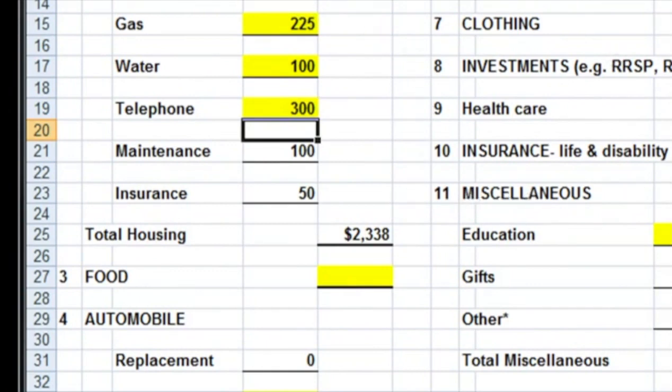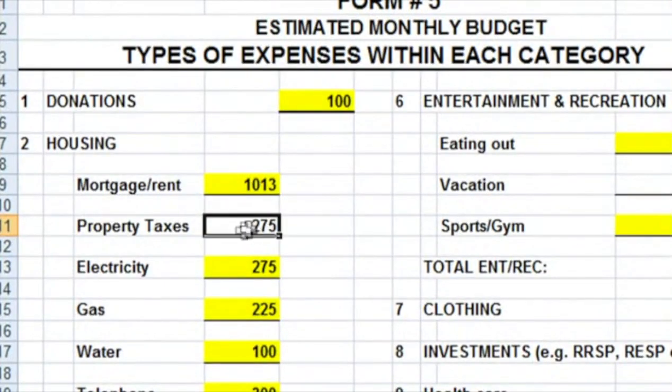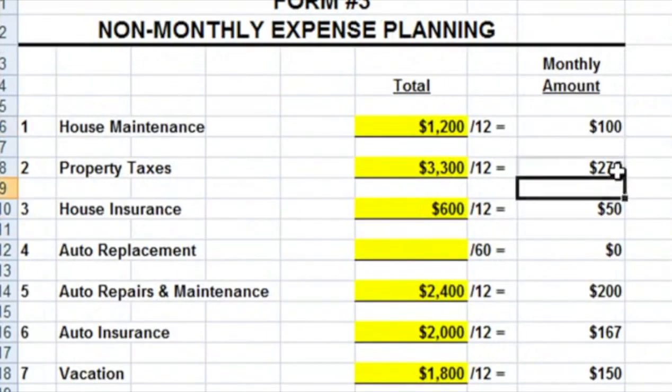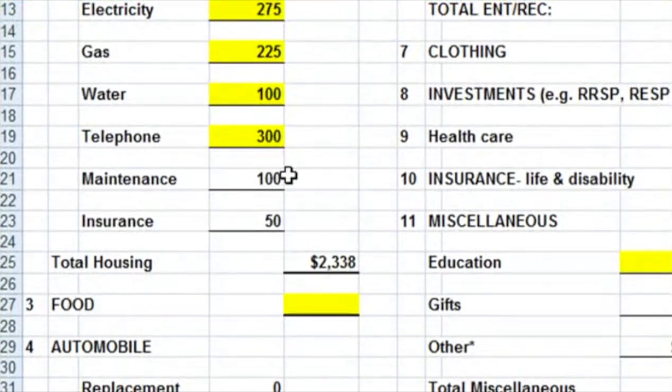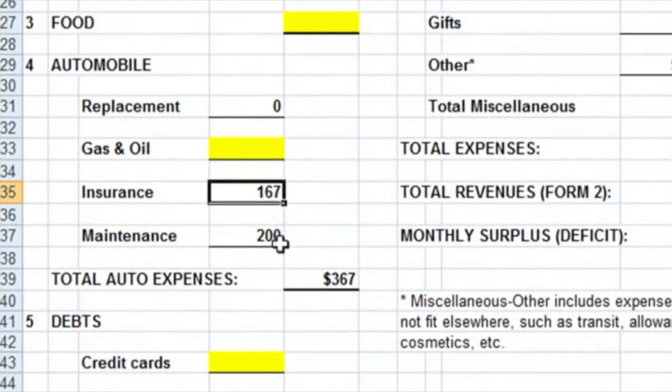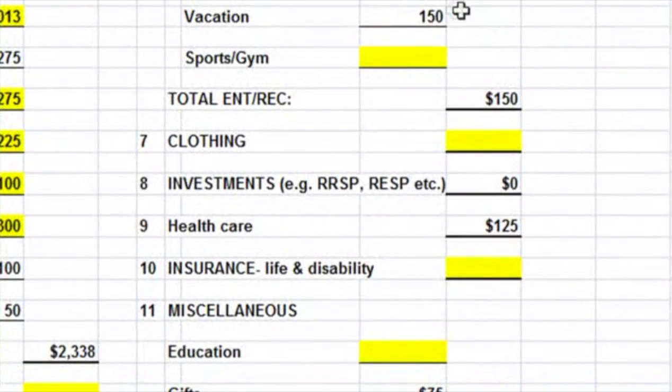Now you'll notice what I'm doing here is filling in those boxes that are yellow. There's some numbers that are here already, and these figures came from form number 3. For example, the property taxes of $275, that was calculated over here on form number 3, and it automatically gets transferred to form number 5. And you'll see there's other numbers here that I did not have to put in that came from form number 3 as well. The maintenance of $100, the insurance of $50, the insurance on the automobile $167, car maintenance, etc., and several others on this side, vacation, as well as health care, gifts, and others. So those automatically flip over from form number 3 into form number 5.